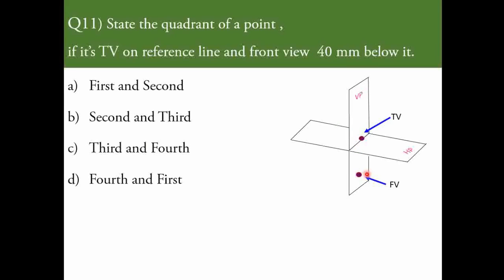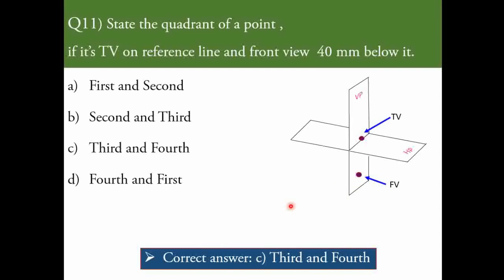So the point is present in the vertical plane, and that position is below the HP. The vertical plane is common to the third and fourth quadrant. So the correct option is option third, that is, that point will be present in the third and fourth quadrant.